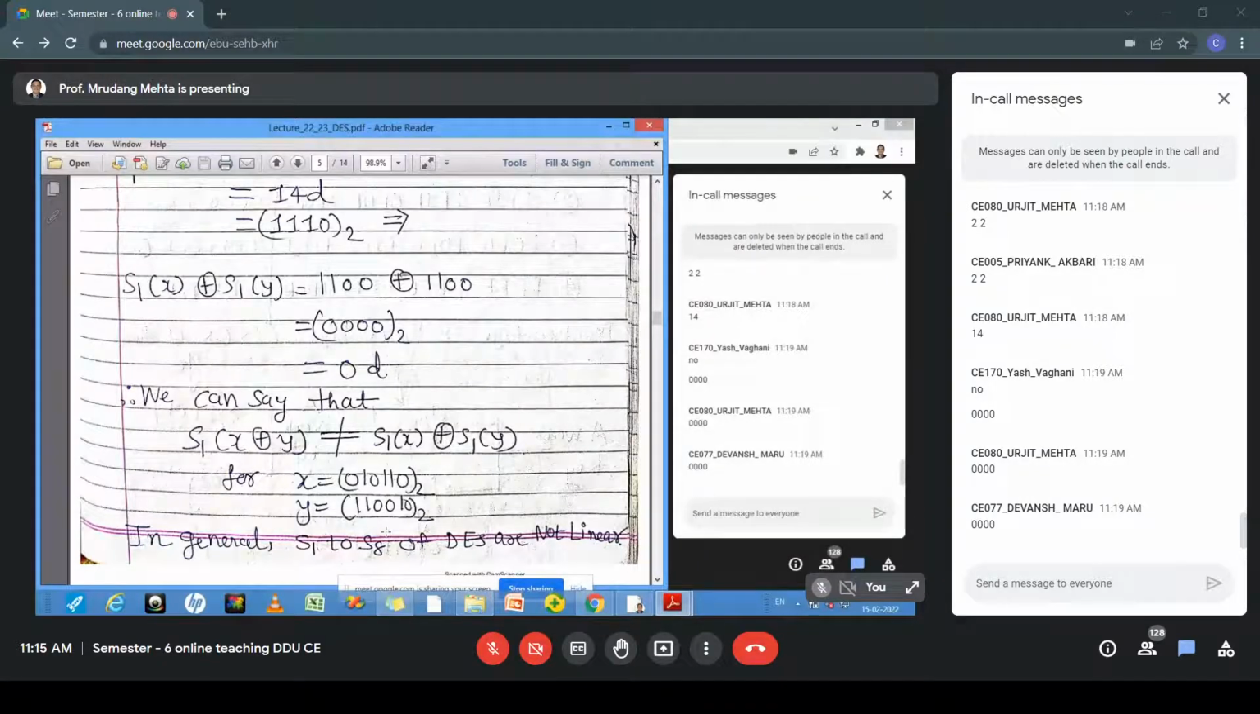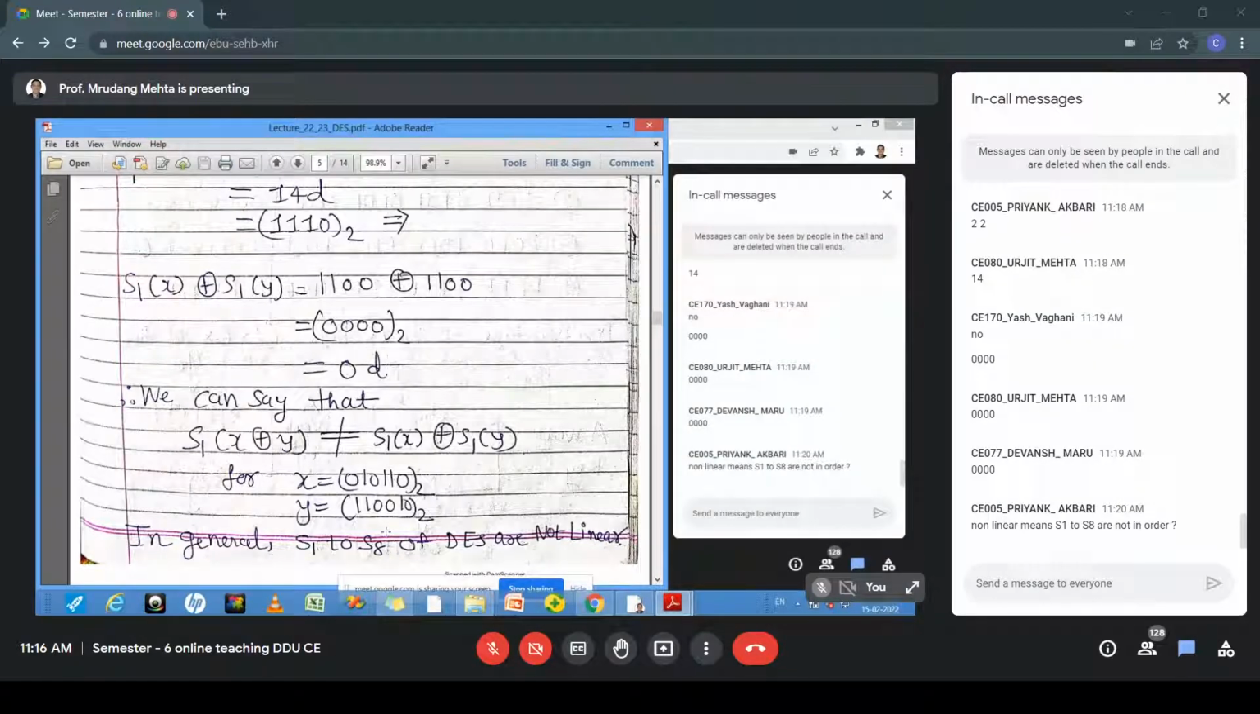Okay, is that clear to all of you? S1 to S8 are non-linear. Is that understood? So we discussed it in the context of the S1 table, but the same way you can find X and Y values for each S-box, and then you can say that it is non-linear.